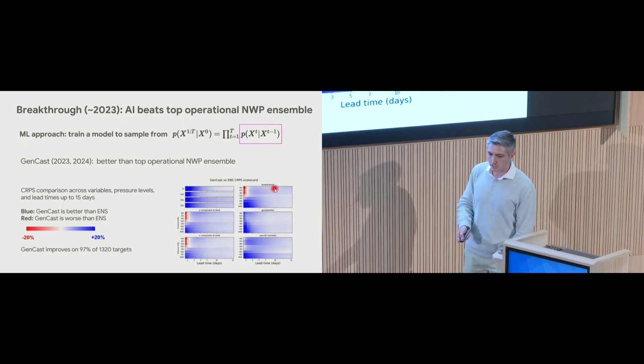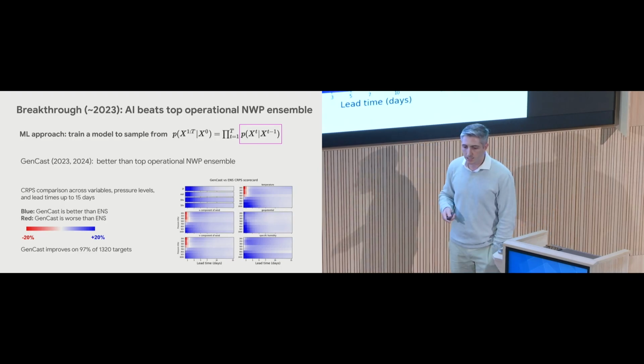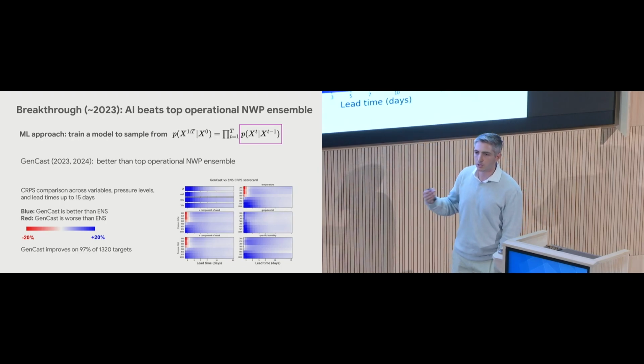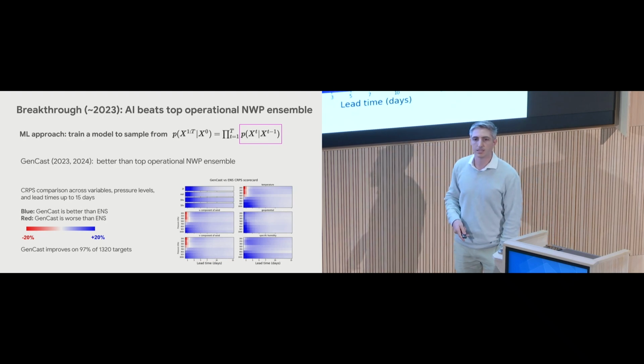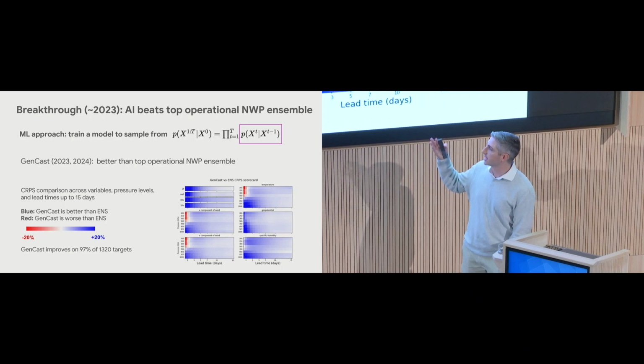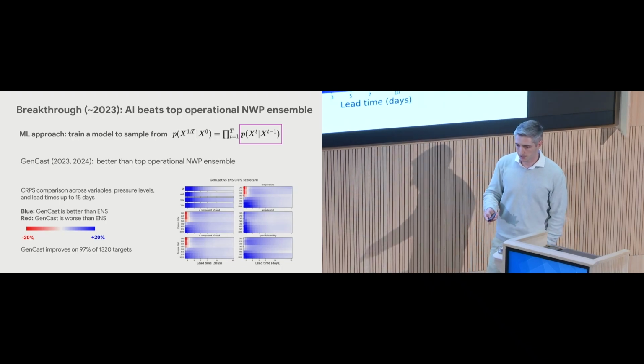Each of the blocks is a variable. Each of the rows in a block is a level in the atmosphere, and the lead time is on the x-axis. So one square is a given lead time for a given variable at a given level in the atmosphere. And they're color-coded based on relative performance. Blue means that GenCast is performing better. Red means that ENS, the baseline, is performing better. And the headline takeaway is that GenCast is performing better in more than 97% of these cases.